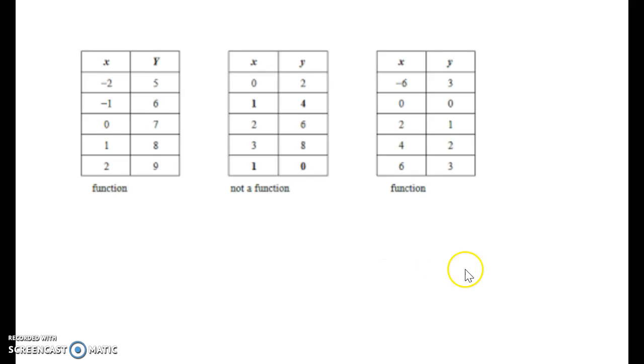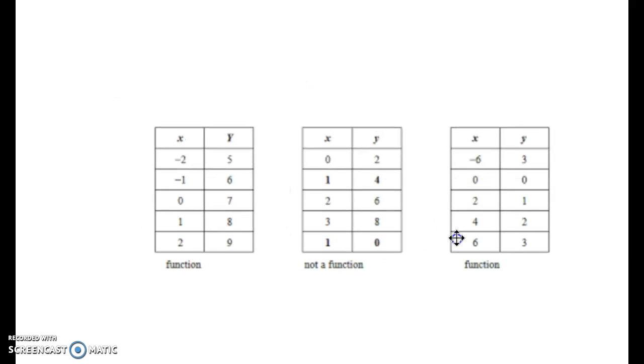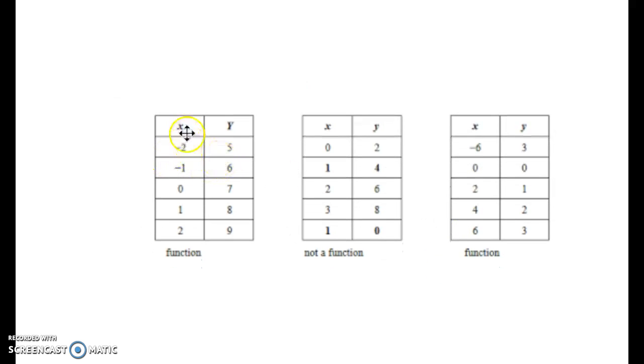Another way that you'll see it represented is in a table. So you see the first table, they're different inputs. Every x is different, and they match up with a different y value. But -2 only goes to 5. When you put in -1 into the function, you're only going to get 6.